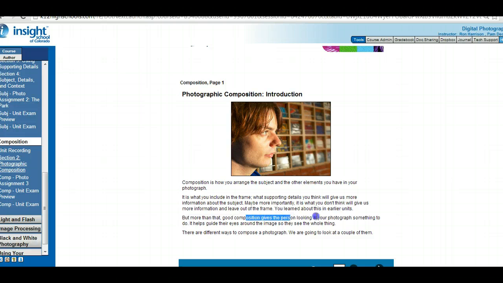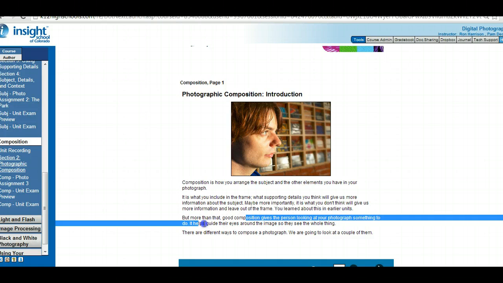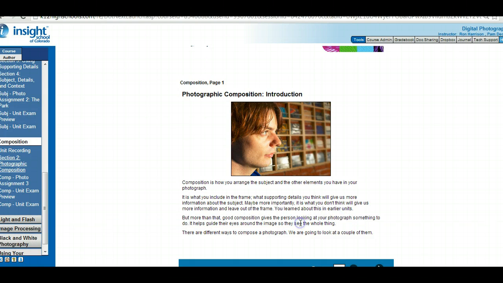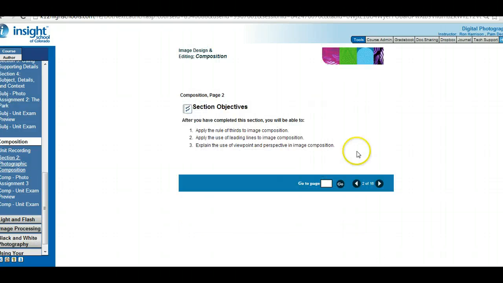Good composition gives the person looking at the photograph something to do. It helps guide their eyes around the picture so they see the whole picture, not just the main subject, but they kind of have an experience looking at your pictures. So you're going to look at what's called the rule of thirds. You look at how to use leading lines of an image for composition and explain what viewpoint and perspective are.